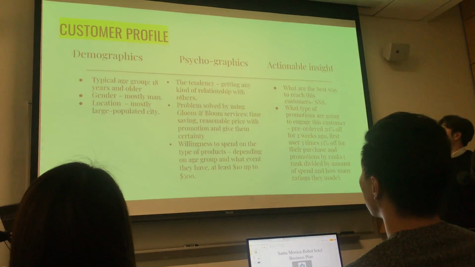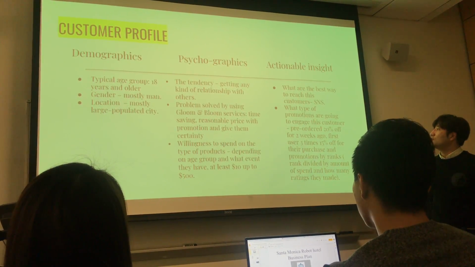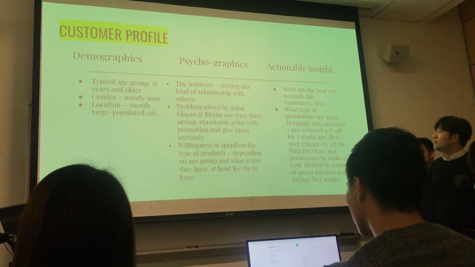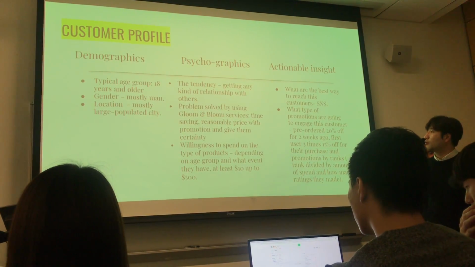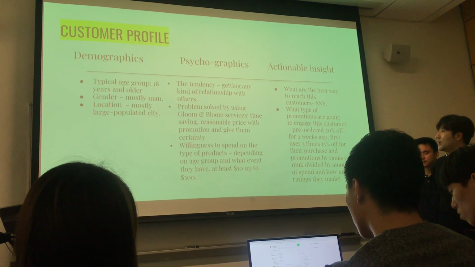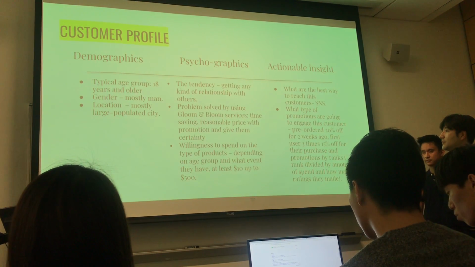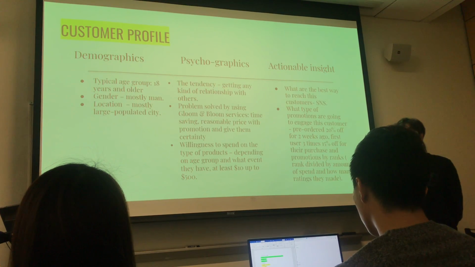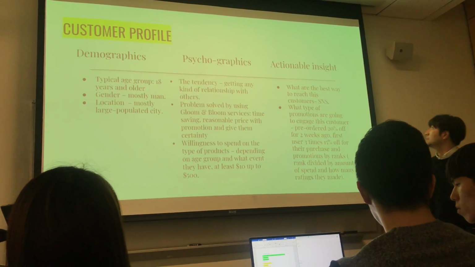And the psychographics: the customer tendency is to build some kind of relationship with others, and the problems solved by using the Gloom and Bloom service are time saving, reasonable price with promotions, and giving them certainty. I mean clearness. And the willingness to spend on the type of product depends on age group and what event they have. At least they are going to spend from $10 up to $500.